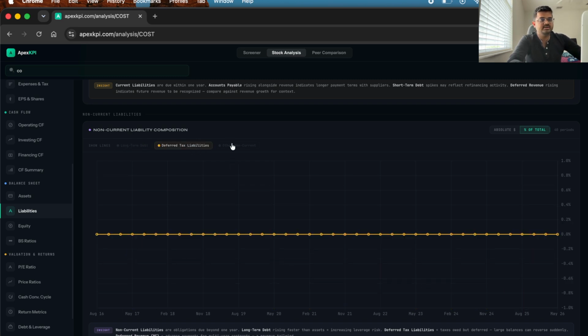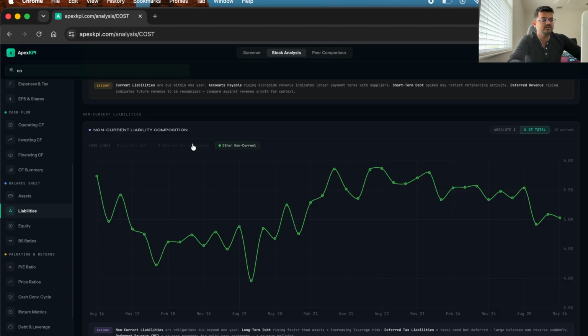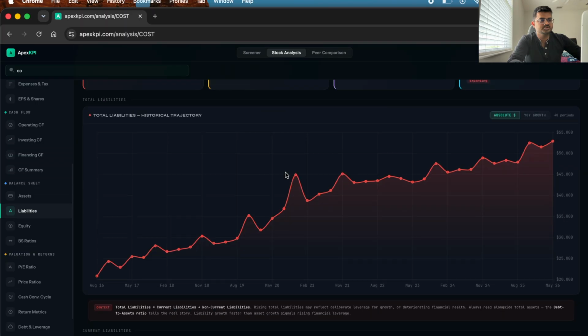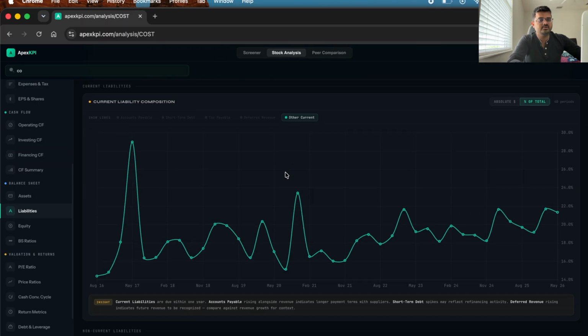Then deferred tax liability in long term, they don't have anything, and other non-current liabilities or other long-term liabilities are around 5%. So if I want to summarize the liabilities of Costco, I would summarize it in two things. Accounts payable constitutes around 40% of liability, which is a very good thing for the business because they don't need to pay interest when they pay back their suppliers or vendors.